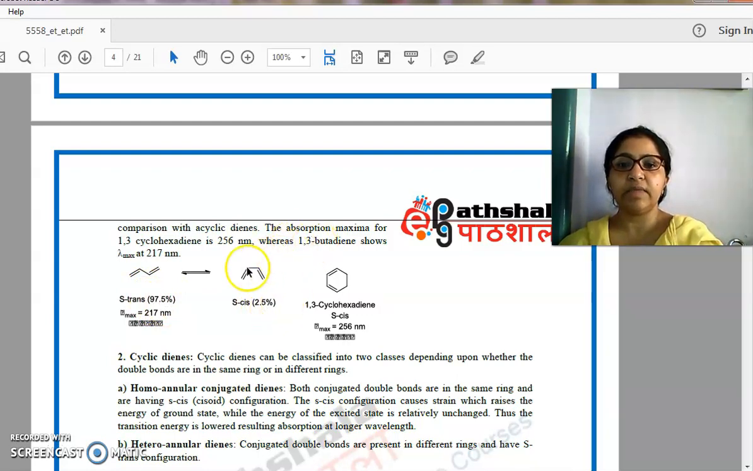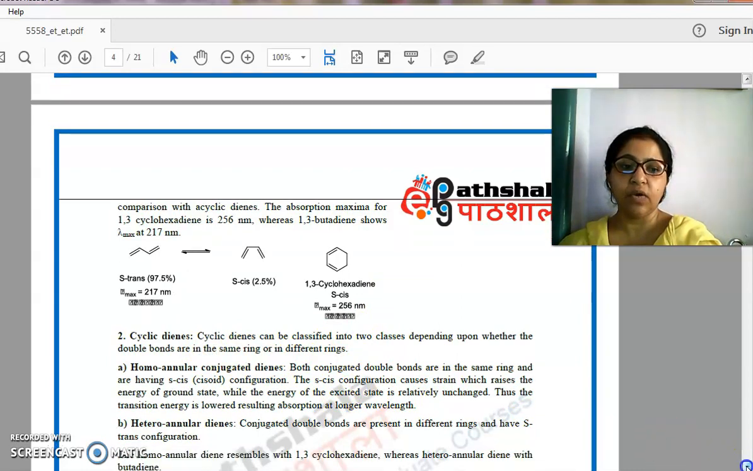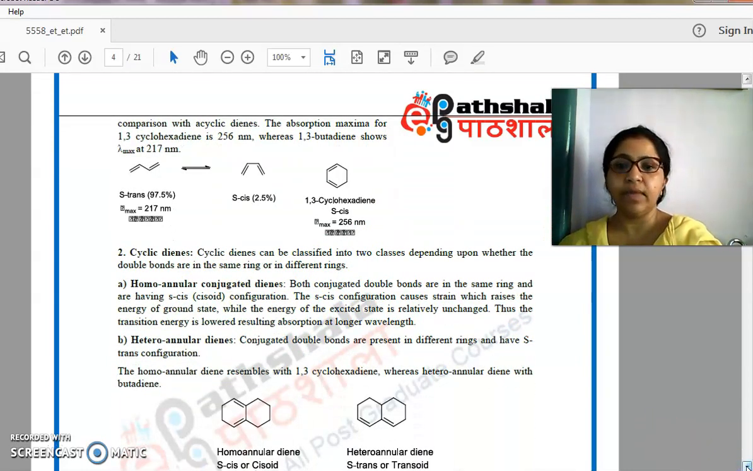Now what is the absorption maximum or the base value? In this case the base value is 270 nanometer. But when you go to the same form, it is also S-cis, but since it is a cyclic compound, the base value here is 256. It is an experimentally found value, and accordingly the rule has been framed. Next, let us go to the next type of diene. All these are types of diene, so they come under the same category, conjugate diene.